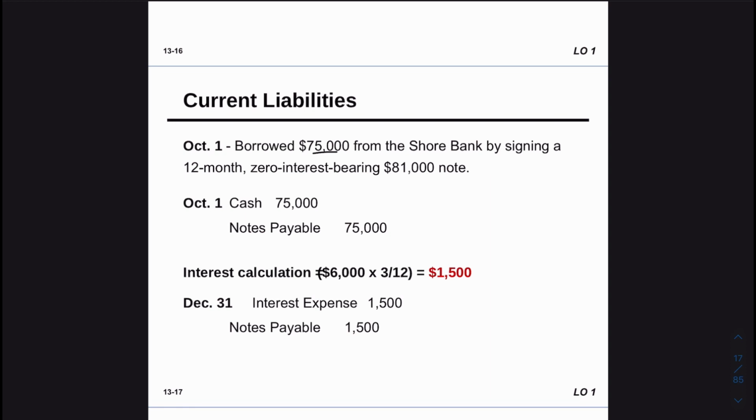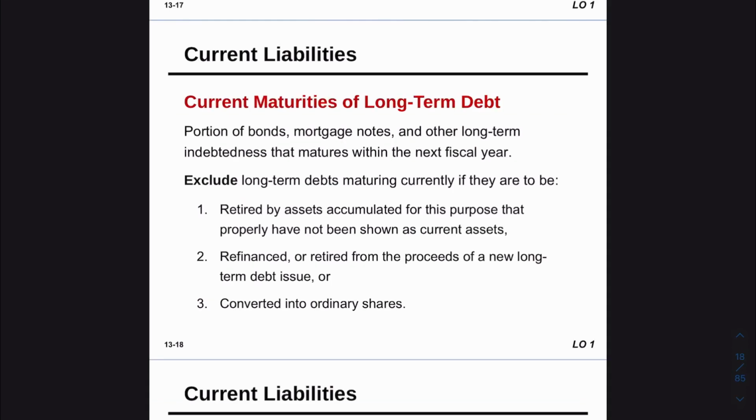And then at the end of the year, which is December 31, 3 months from October till December have passed. So the difference between the present value and the face value is the interest, but only 3 months have passed. So the 6,000 multiplied by 3 divided by 12, you will have 1,500, which is interest expense debit and credit notes payable. And then we have current maturity of a long-term debt.